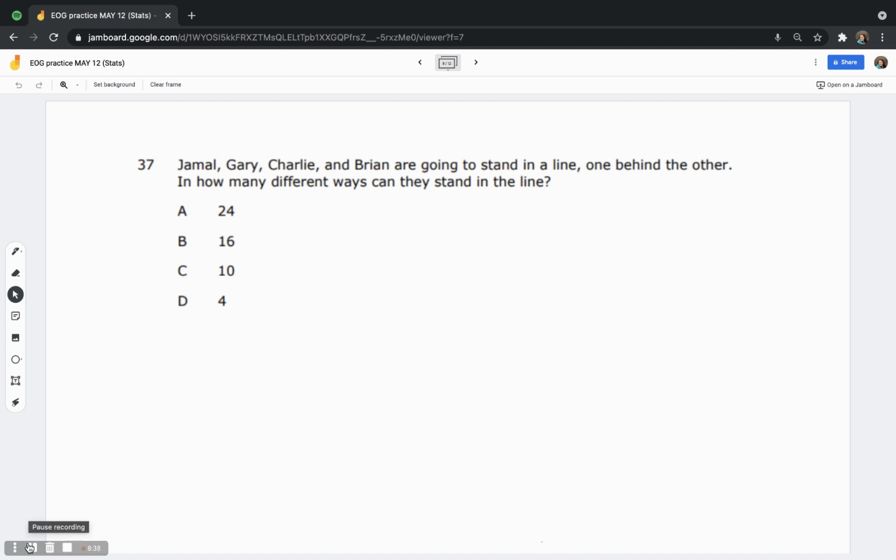Our next question says Jamal, Gary, Charlie, and Brian are going to stand in a line one behind the other. In how many different ways can they stand in line? Okay, so I'm going to make a tree diagram first, and then I'm going to show you the easy way to do it. So if Jamal is in line first, that means next can come Gary, Charlie, or Brian.